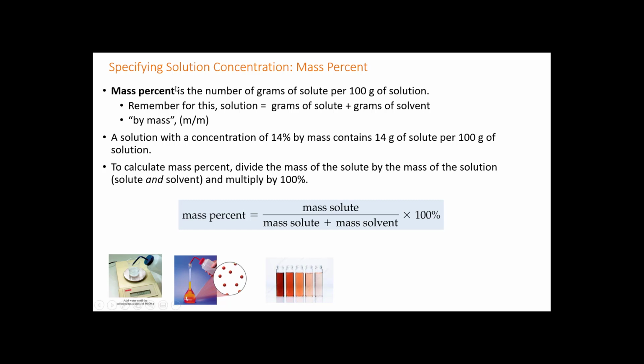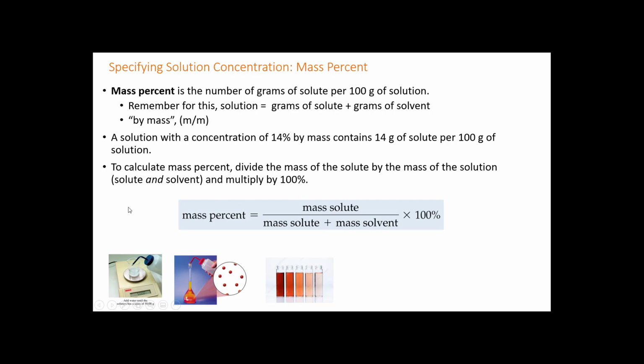So in this case, mass percent is the number of grams of solute per 100 grams of solution. Remember, solution is grams of solute plus grams of solvent. And the terms are by mass, or you might see it mass over mass. And mass is in regards to grams. So for instance, if we use the sentence of a solution with a concentration of 14% by mass, that immediately means we're dealing with grams. Everything is grams. That contains 14 grams of solute plus 100 grams of solution. And in that 100 grams of solution, some of that is 14 grams of solute. The remainder is the mass of solvent.